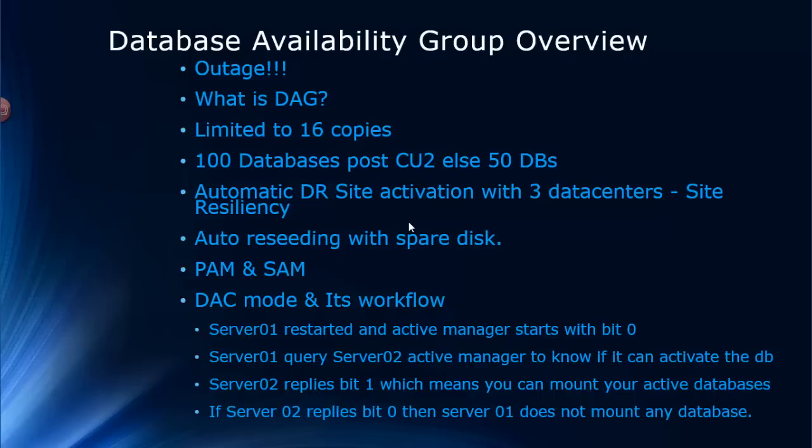All right. Then server 1 queries server 2's Active Manager to know if it can activate the databases. Server 2 replies bit 1, which means you can mount your active databases. If another server is replying bit 1, it's saying there's nobody who has activated this database. You can go ahead and activate the database. And if server 2 replies 0 bit, that means don't do anything, we are running good.